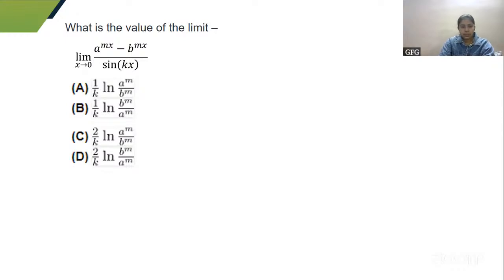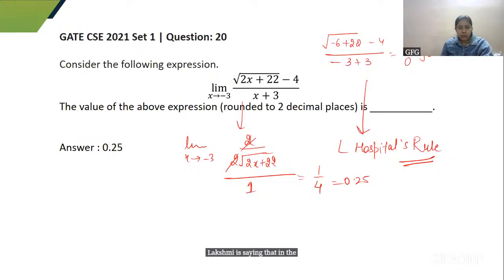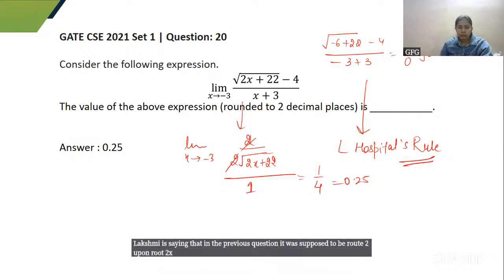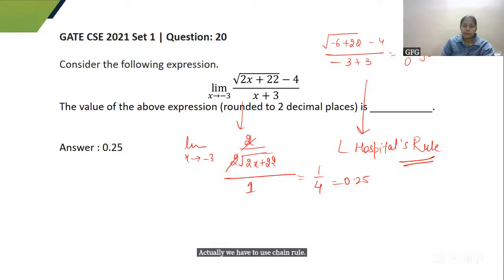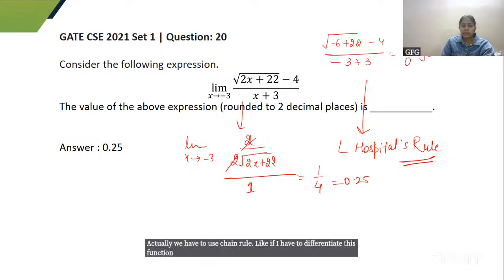Lakshmi is saying that in the previous question it was supposed to be root 2 upon root 2x plus 22. Why would it be root 2? Actually, we have to use the chain rule. If I have to differentiate the function square root of 2x plus 22, I'll write this as 2x plus 22 to the power 1 by 2.